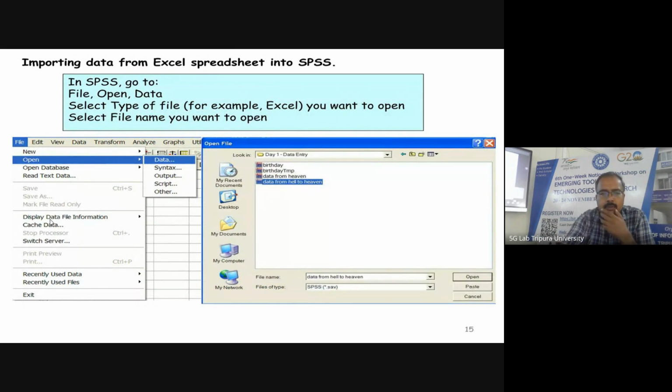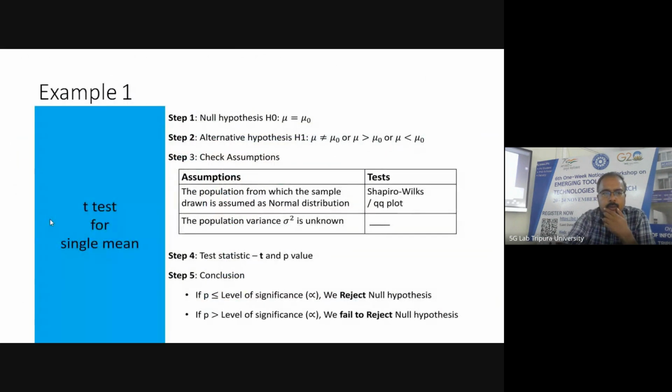Okay, this I think I have shown. Now, let's go to the t-test. I'll give you the examples. There are certain steps where we start with the easiest one, which starts with a single mean. We have only one mean value. We will start with that.